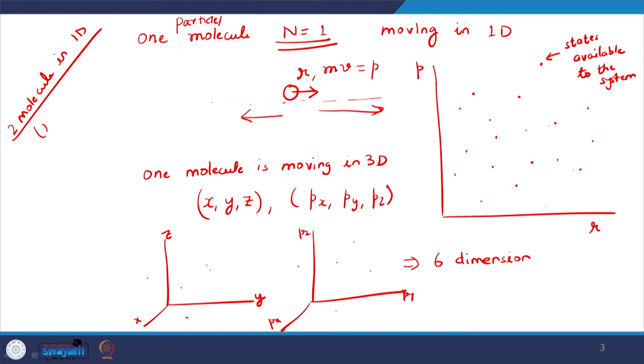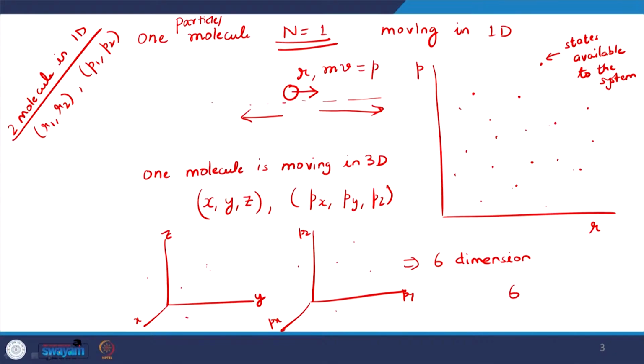Now, you will have position of these 2 and momentum of these 2. So, now in totality you will have 4 variables to take care of. Now, if I do in 3D, we are going to have 12 variables, right. So, if I keep on extending the argument, in 3D we have in total 6n dimensions.